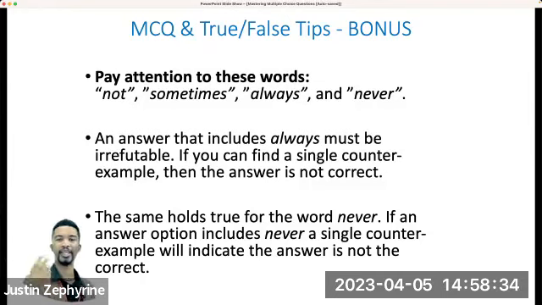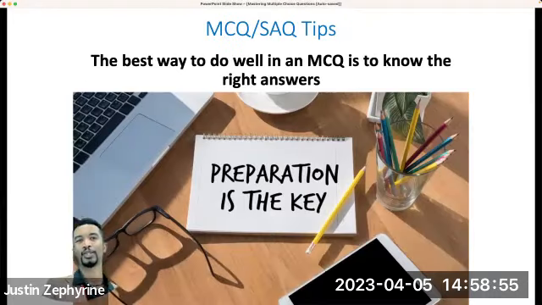If an answer includes "never," for example, a single counterexample will indicate the answer is not correct. So if you see something that says such and such never happens under so-and-so parameters, but you know of a case study where it actually did, then it's not correct, right? It could never be never. Never say never, as they say. So keep that in mind.